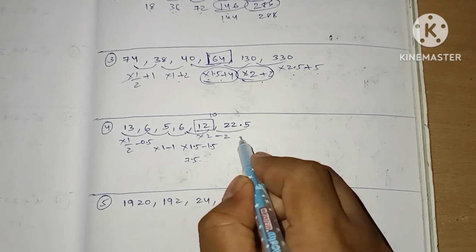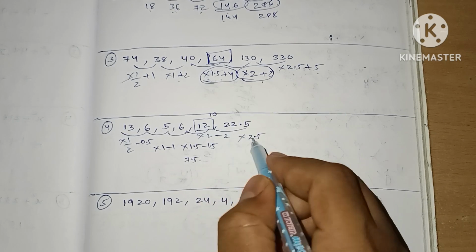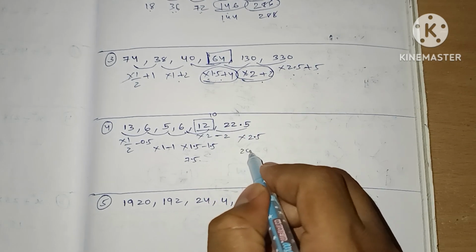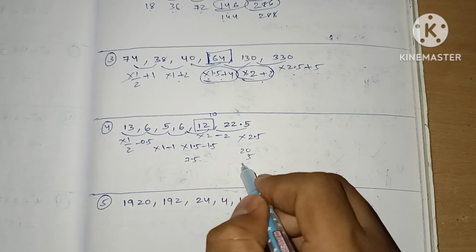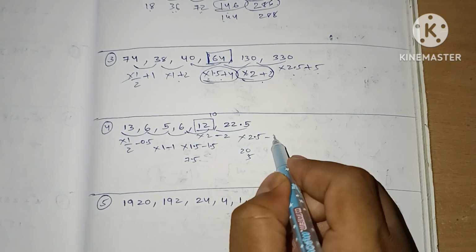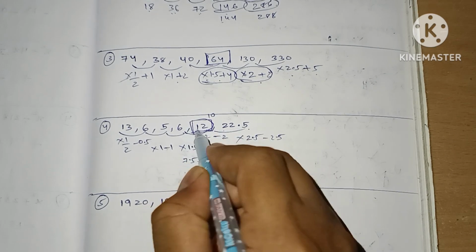Next one must be into 2.5. So 20 and 5, 25. 25 minus 2.5, we get 22.5. So our wrong number is 12.